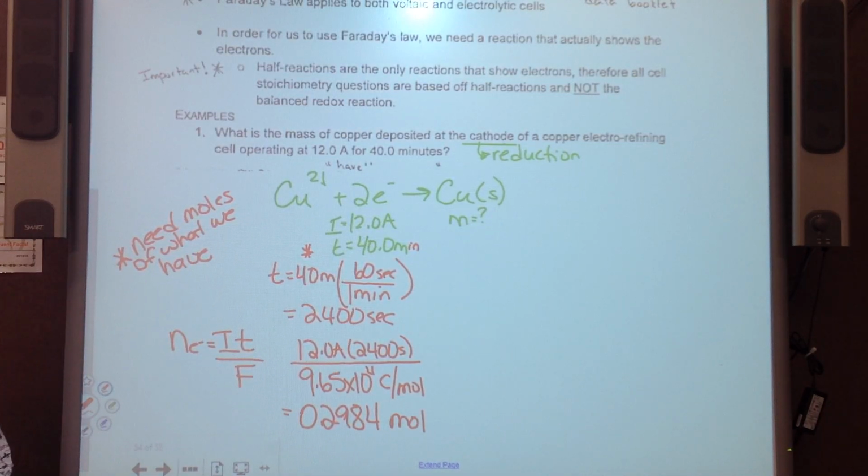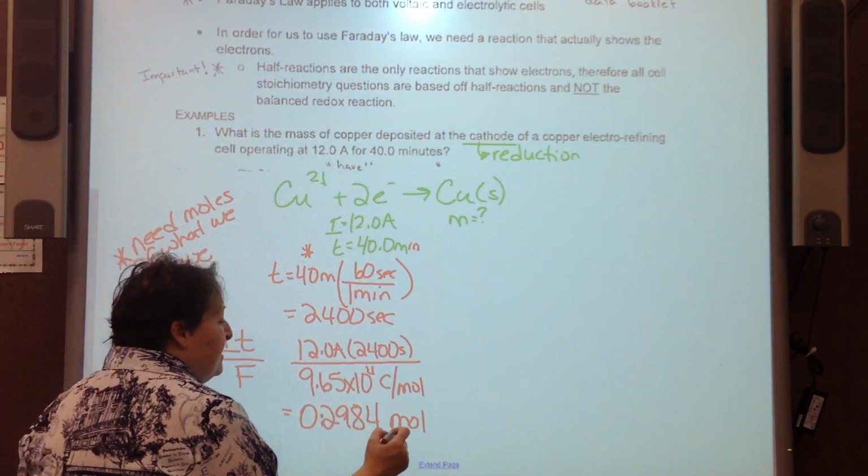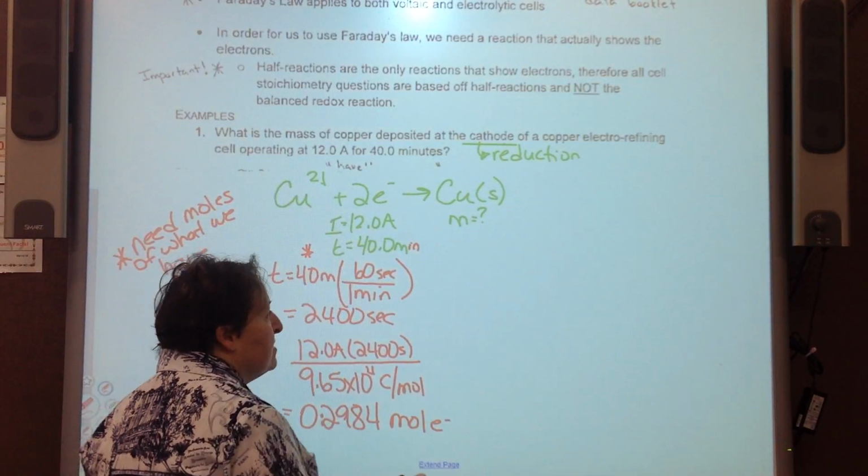A coulomb, if we were to go back and do a unit analysis on a coulomb, we're going to see that current and time are part of it, and all we're left with is mole. Okay? So now we have, this is the moles of electrons.